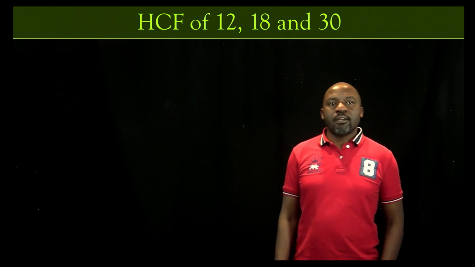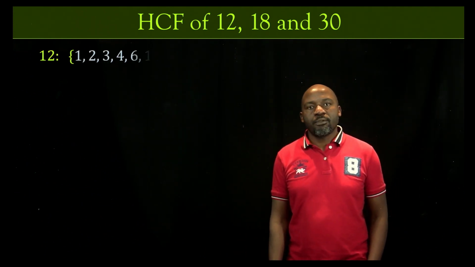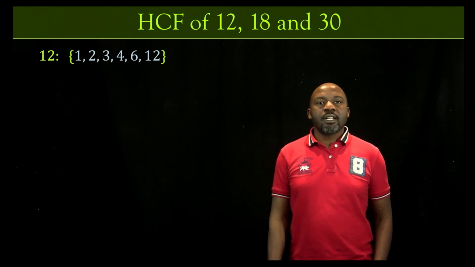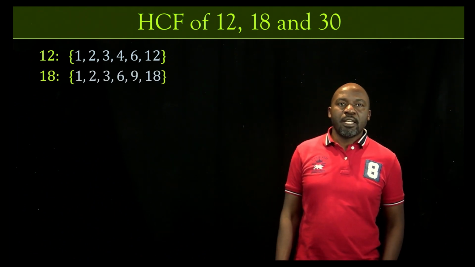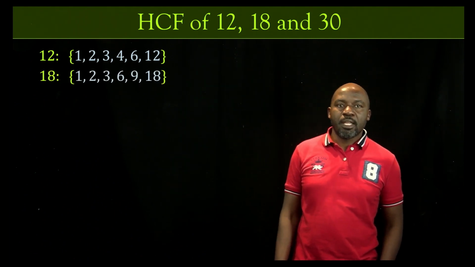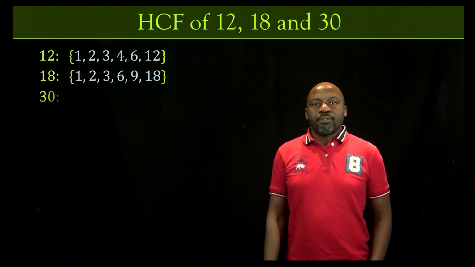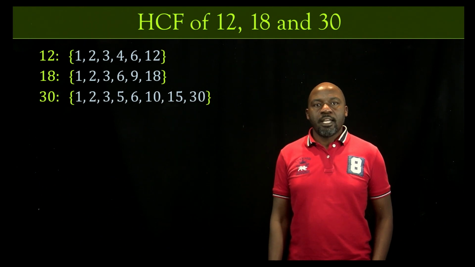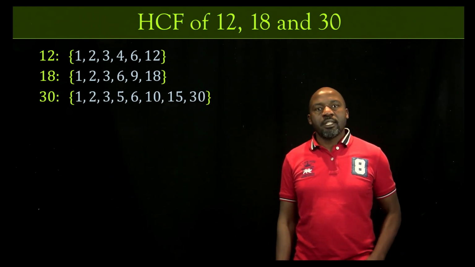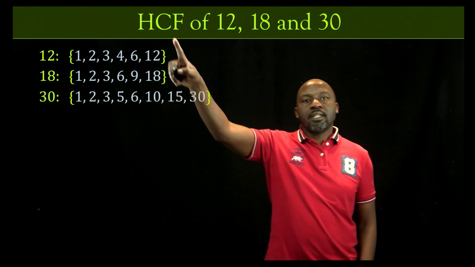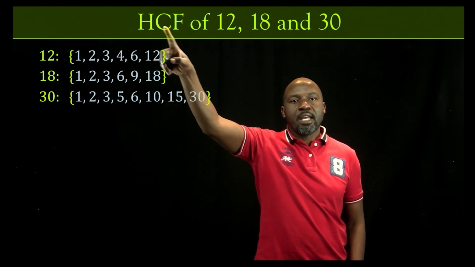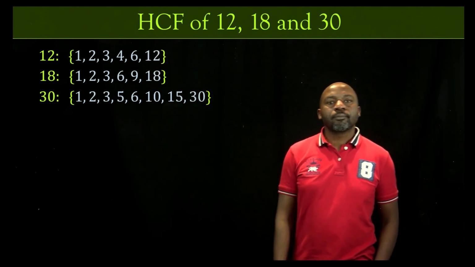First of all, we listed the factors of 12, of course, we've already done that. Factors of 18 are given there. Check that they are exactly the same as I got them, that yours are the same. The factors of 30 are listed there. And now we need to list the common factors. First, we must list the common factors and from there pick the highest, okay?